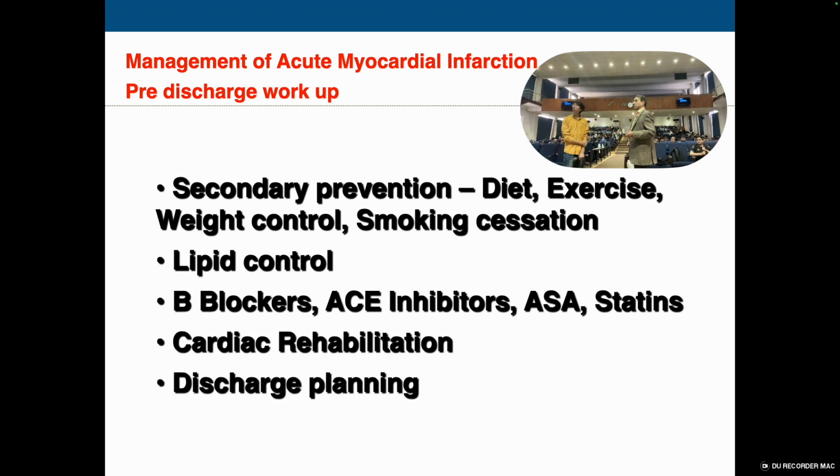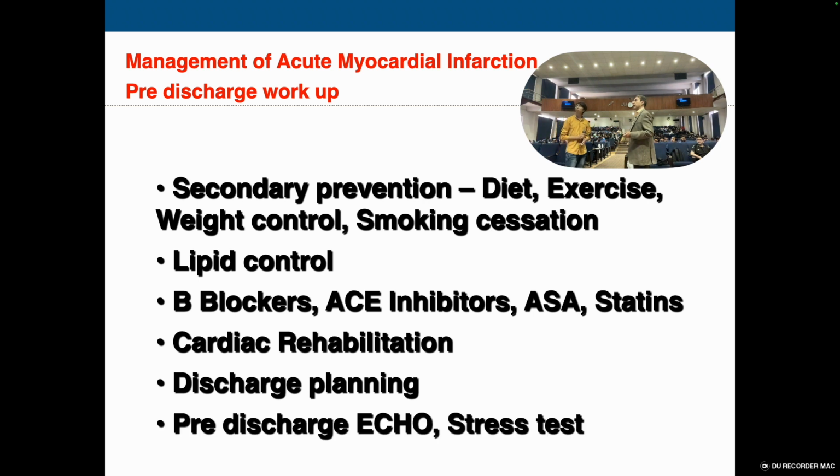Cardiac rehabilitation. What is cardiac rehabilitation? It is exercise and long-term planning, where the patient may require angiography and further stent placement or CABG, and you plan the discharge if the patient has these things already managed. Pre-discharge echo and stress test. A stress test should not be done within 48 hours of an MI, as we discussed last night. So you can plan, and the results tell you the prognosis, or you can delay it to 4 weeks as well. You call back the patient after 4 weeks and see what the stress test shows and how much reserve the patient has.